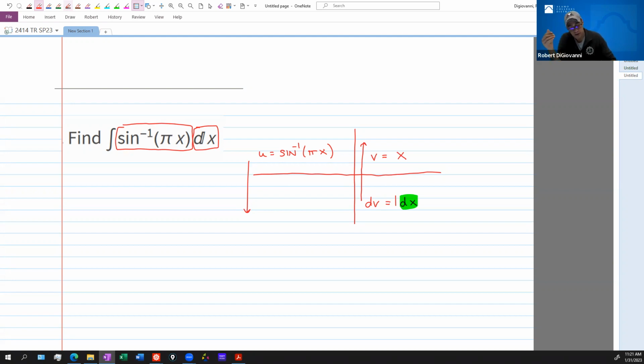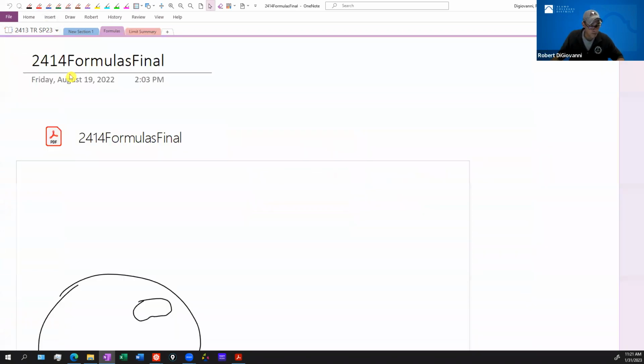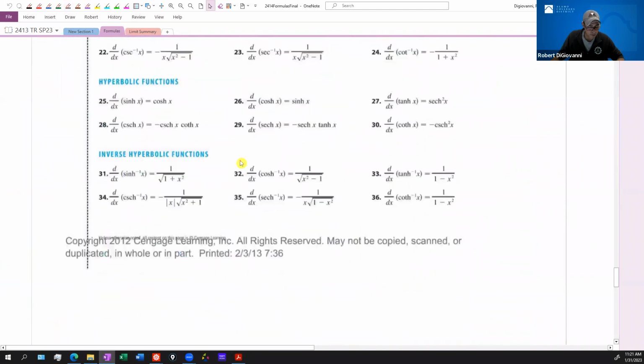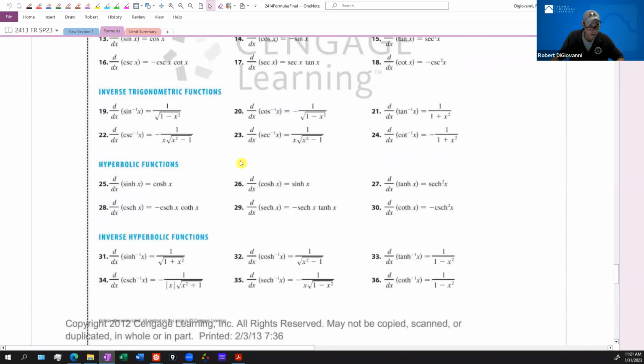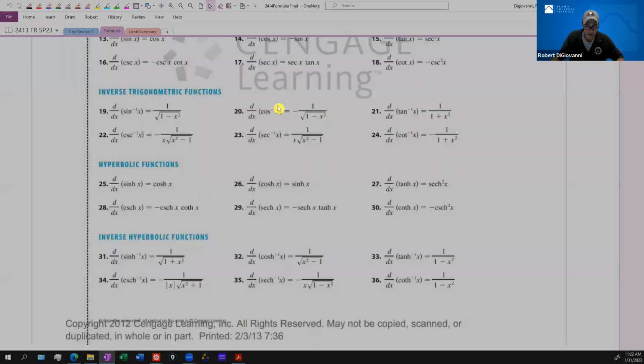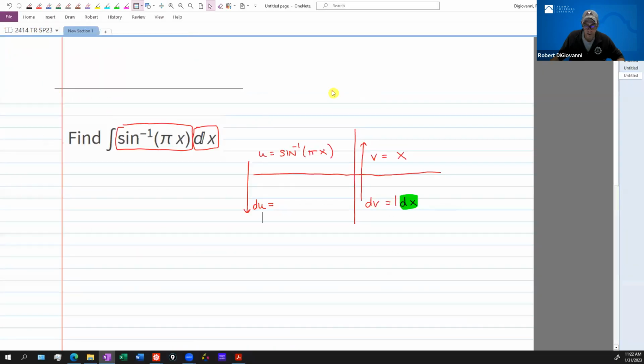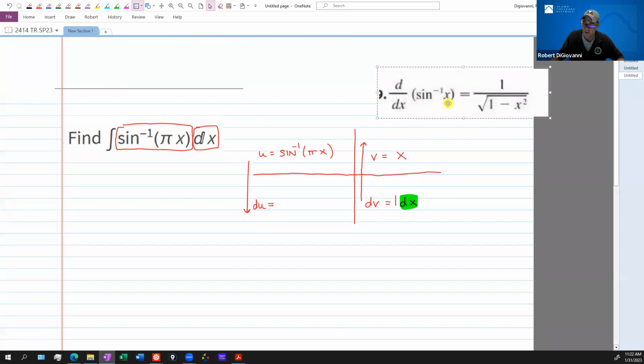Well, let's take the derivative here of the u. So the derivative of the u, you have to use what we've already learned, right? About the derivative of inverse sine. You bring up your formula sheet. If you don't remember it, you bring up your derivatives of your inverse trig functions, which are right here. And we're talking about this right here. So we're going to be using that formula for the derivative of sine inverse of x.